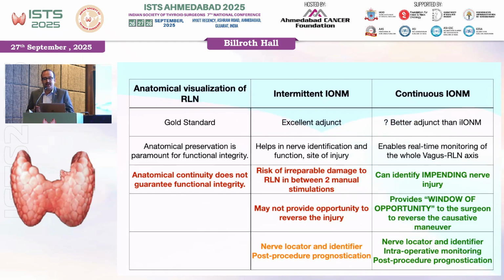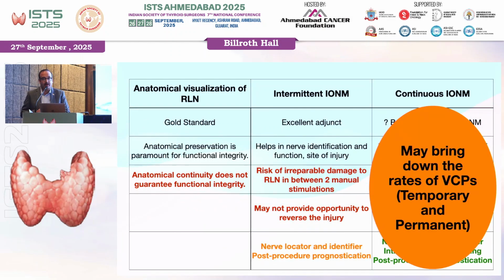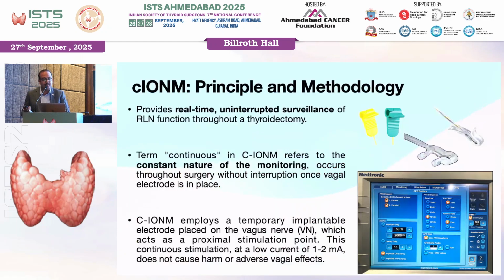So that brings us to continuous nerve monitoring. Is it really a better adjunct? Let's see. It enables a real-time analysis of your vagal RLN axis. It can identify impending nerve injury, so it does provide you a window of opportunity to do something different and prevent an injury from going into paralysis or paresis and leading to a loss of signal. So it is a great nerve locator and identifier, but it also is a great intraoperative monitor. So it may bring down rates of vocal cord palsy, maybe temporary, maybe permanent.